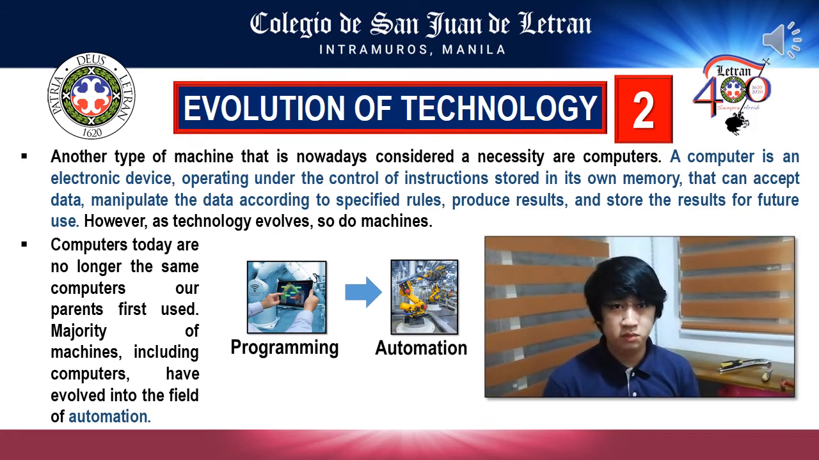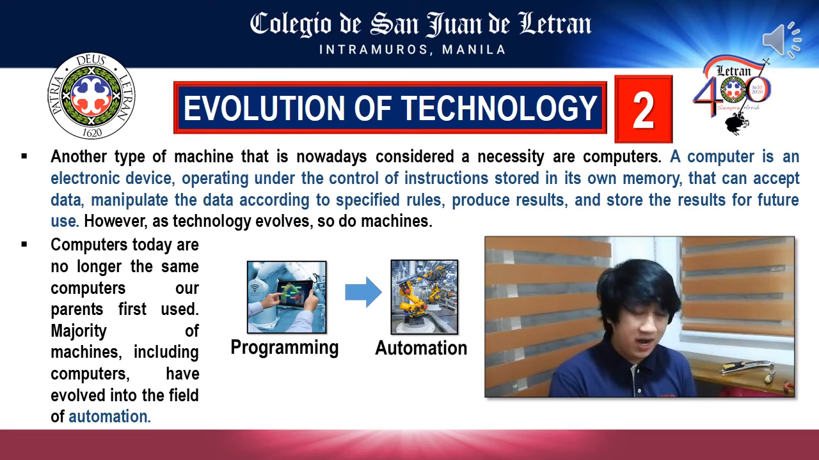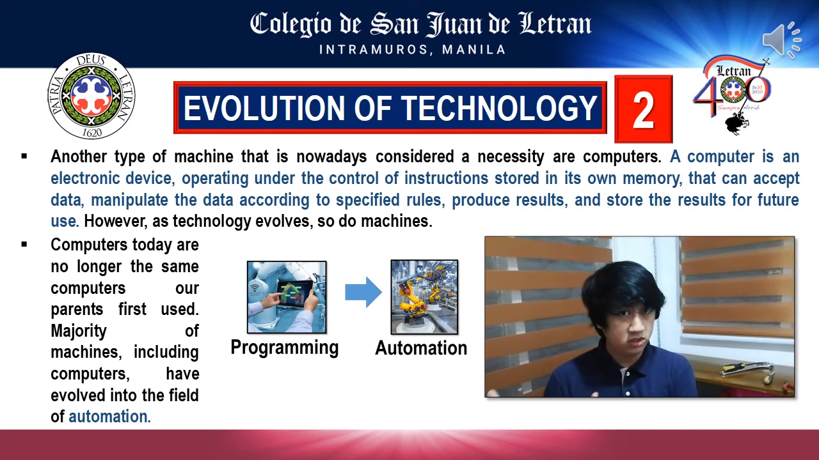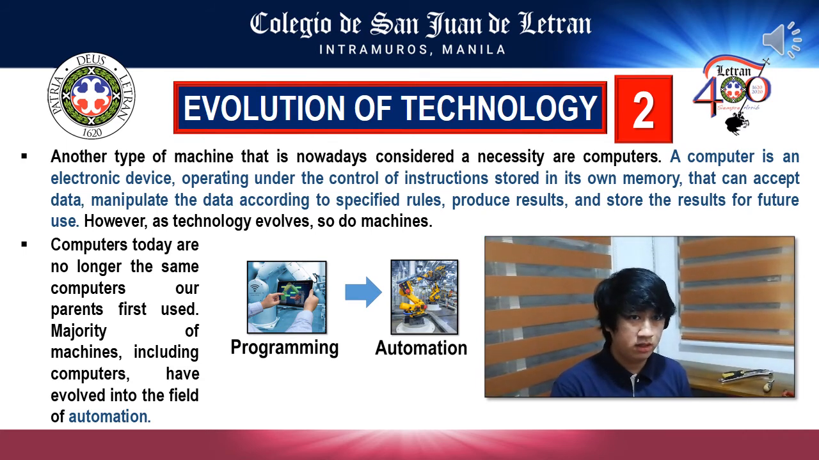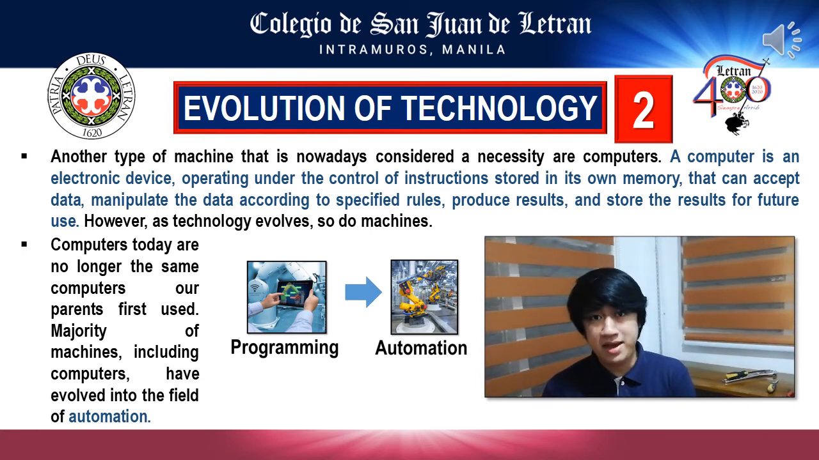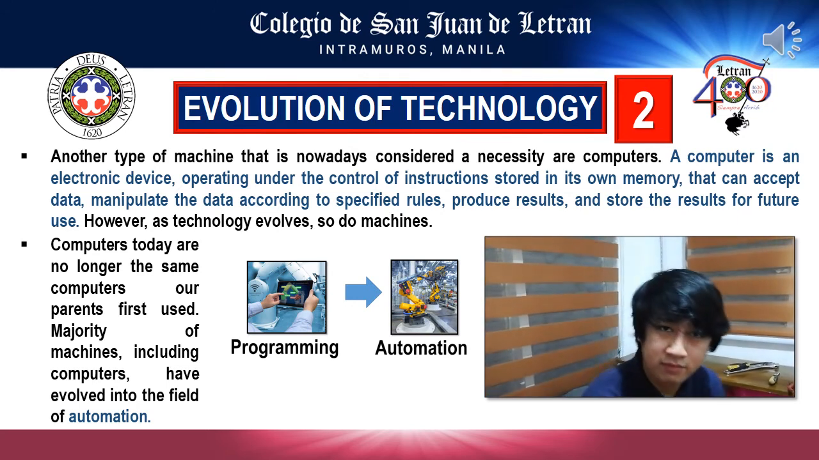So let's now proceed to level 2 of evolution of technology, from programming to automation, meaning automatic. So you have to program first the software, then it becomes automatic. Okay, so let's proceed here.